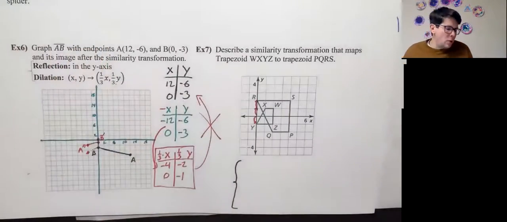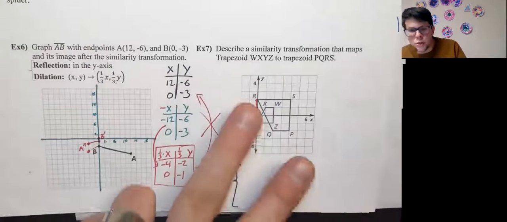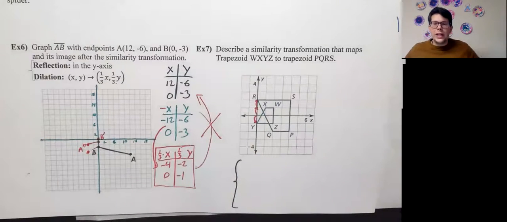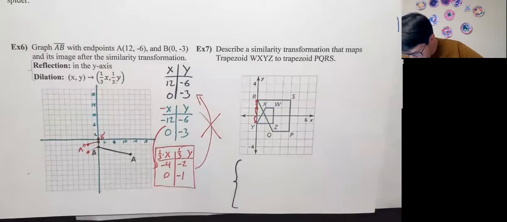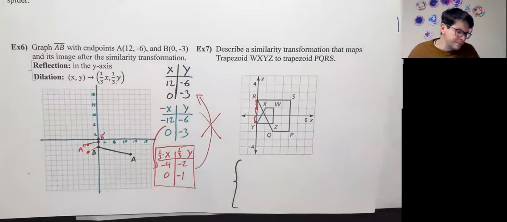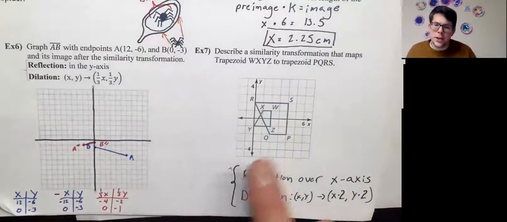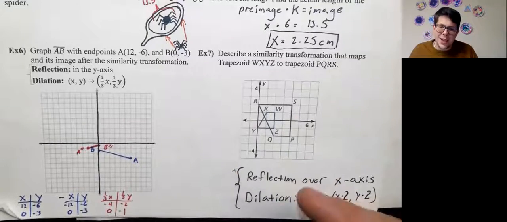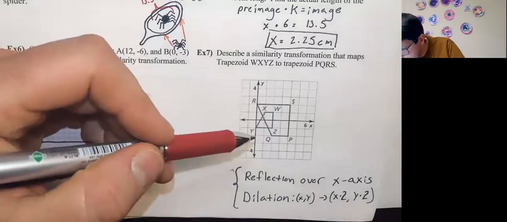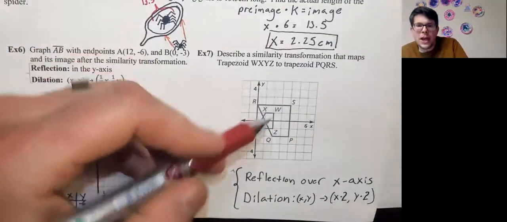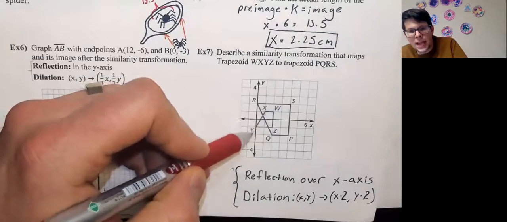Okay, let's see if we can go backwards. Let's see if we can determine what 2 things are going to create this image based off of the pre-image that you have been provided. So the 2 pieces that I'm seeing right here are a reflection over the x-axis. What was once this trapezoid right here is now flipped upside down. And you can see that most easily with the lines XY and QR.